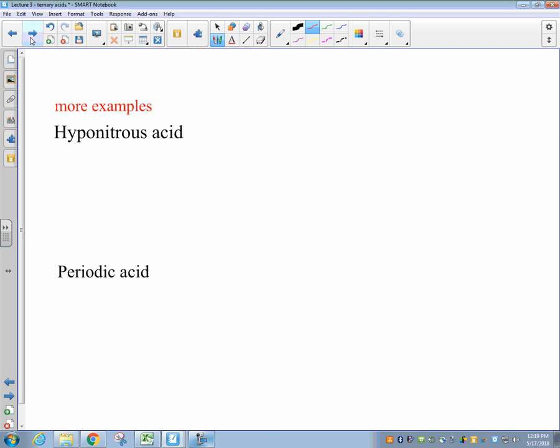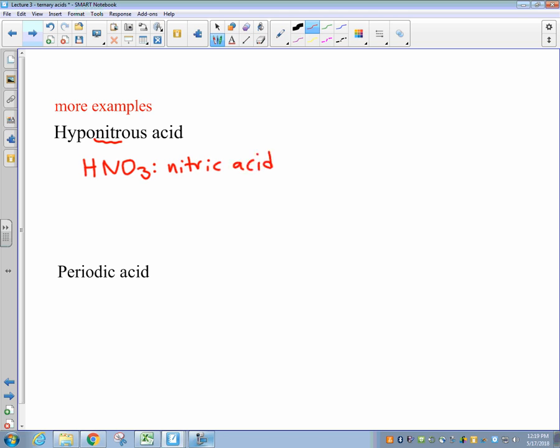A couple more examples, going the other direction, this time giving you a name and asking you to provide the formula of this species. First example is hyponitrous acid. Go ahead and start by looking on your list of the parent acids and find the acid that looks like it shares the same root word as our species. That is the nitric acid family, and that nitric acid has the formula HNO3.